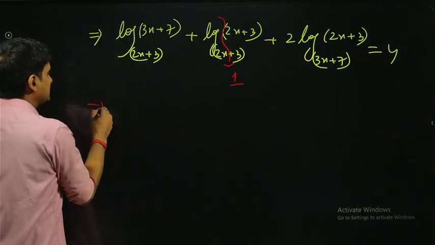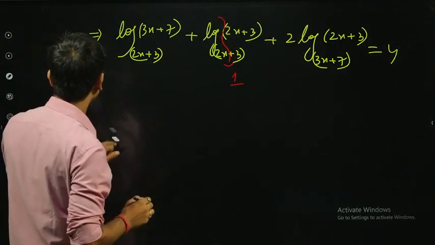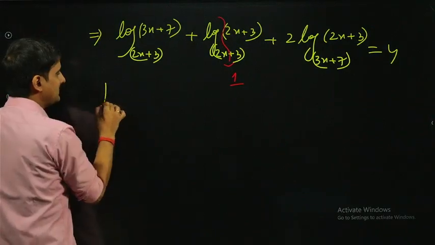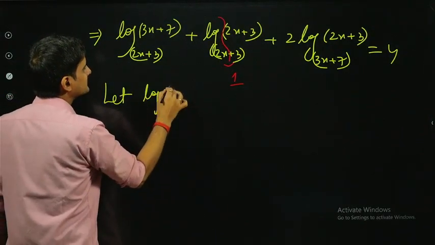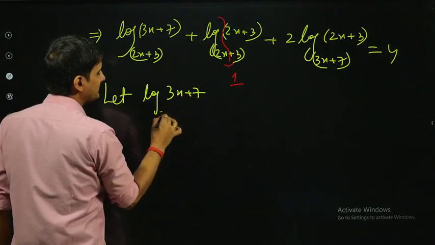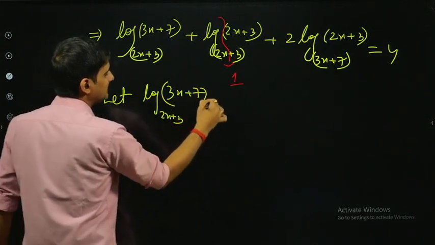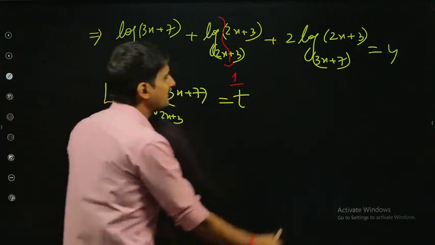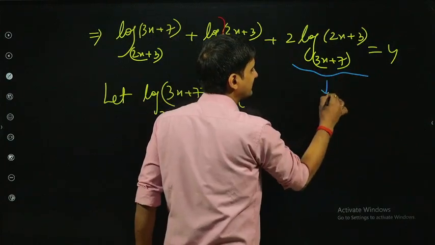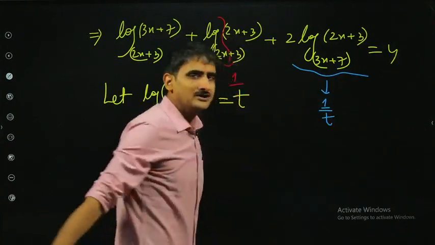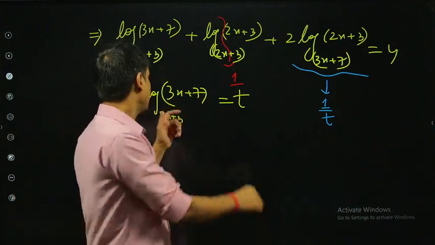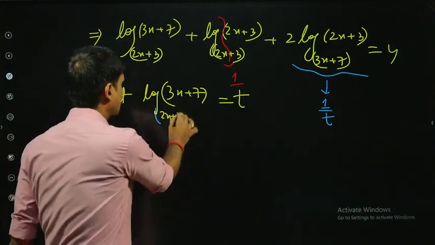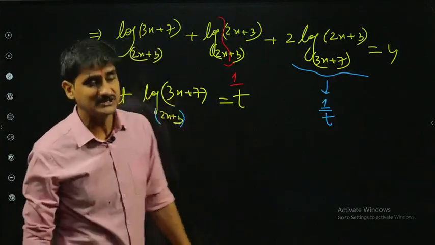So now I can write, see here, but before writing it, now we can definitely simplify it. I will say let log of 3x plus 7 to the base 2x plus 3 be t. Then again, using property of log, what is it? So that's nothing but 1 by t. If we reciprocate, okay, then we can interchange these two things. The base and the input of the log can be easily changed here.